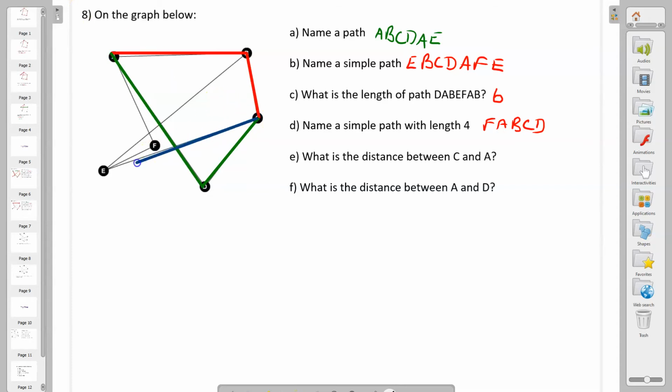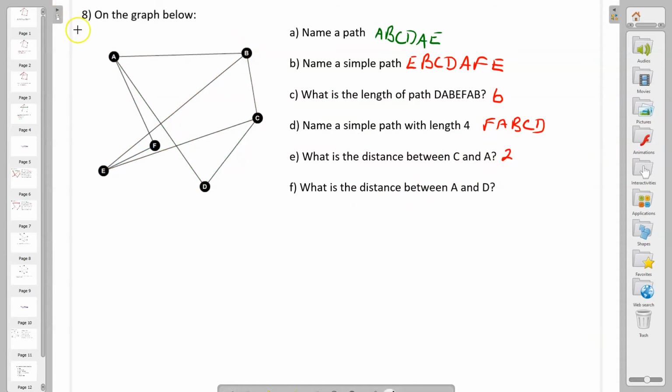Or we could go from C to E to F to A. Or we could even go from C to E to B to A. When we're asked for the distance, however, we're being asked for the path that has the smallest number of edges, which in this case is 2. And there are 2 paths that give us that distance, either going from C to B to A, or from C to D to A.